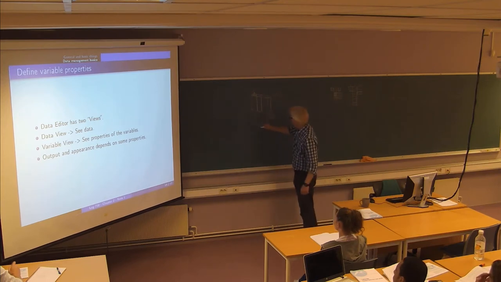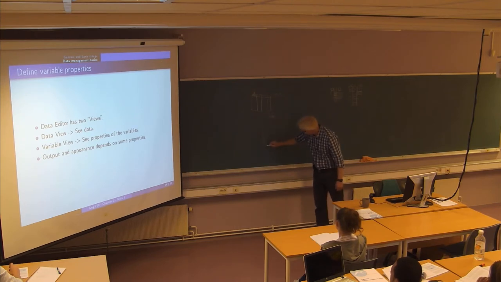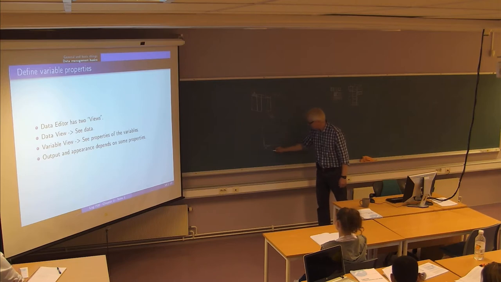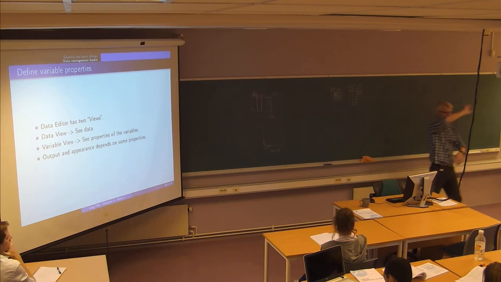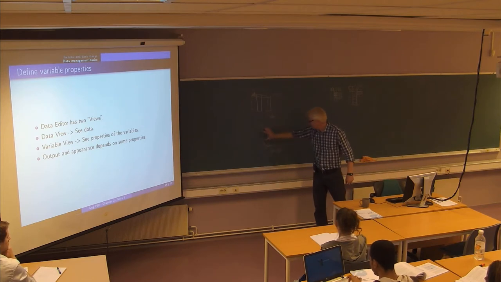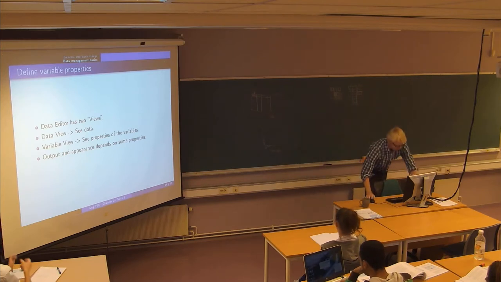So now you will notice that the SPSS data window has a secret. There are two sort of buttons down here. One is called data view, and the other is called variable view. So when we're in the data view, it's what we have seen so far. We see the numbers and we see the name of a variable, but we don't see much else. When we go to the variable view, we see information about the variables. So I'm going to show you that, I guess.